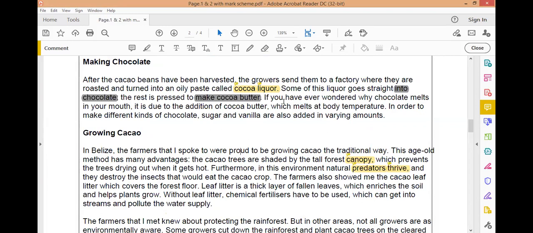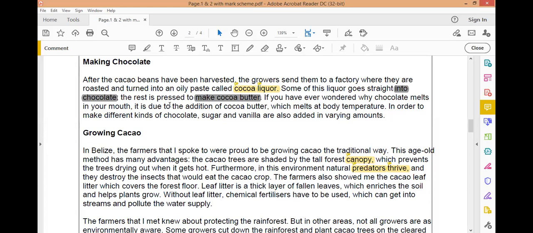If you have ever wondered why chocolate melts in your mouth, it's due to the addition of cacao butter, which melts at body temperature in order to make different kinds of chocolate. Sugar and vanilla are also added in varying amounts. So the answer would be? Due to the addition of cacao butter. Excellent, Said. Or we can write addition of cacao butter.